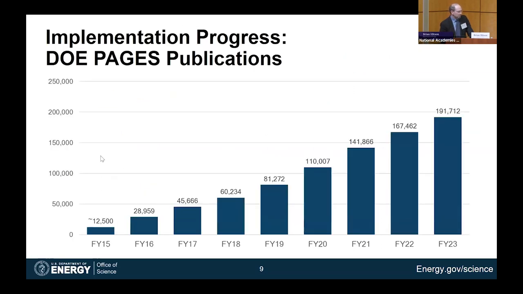So over time, we've been quite successful in building up what's available to the public through DOE Pages and these journal articles that would not have been made accessible to the public had it not been for the Holdren memo. And so year by year, we've been increasing that from our labs and universities, getting up to 200,000 articles per year.